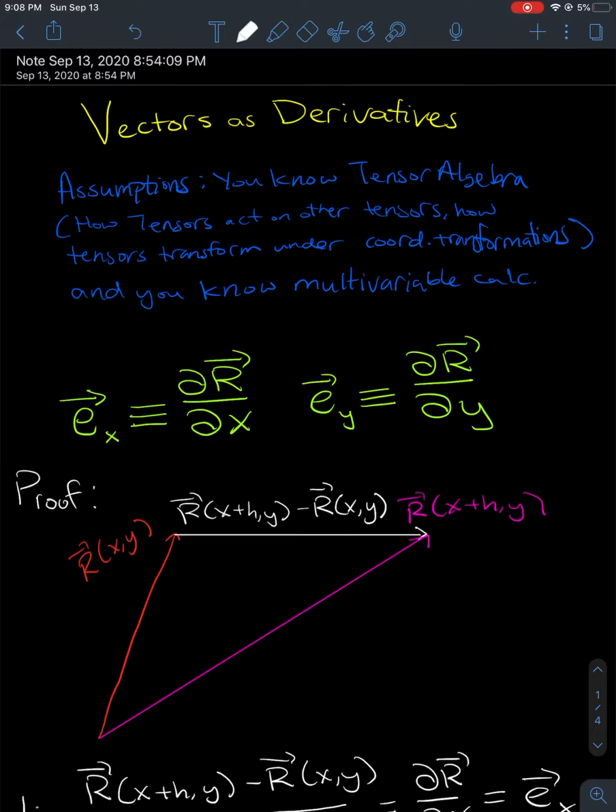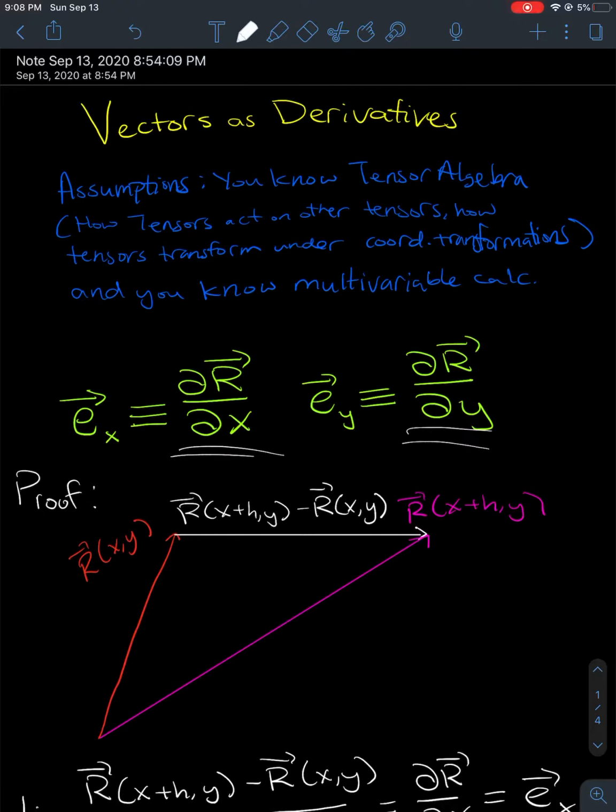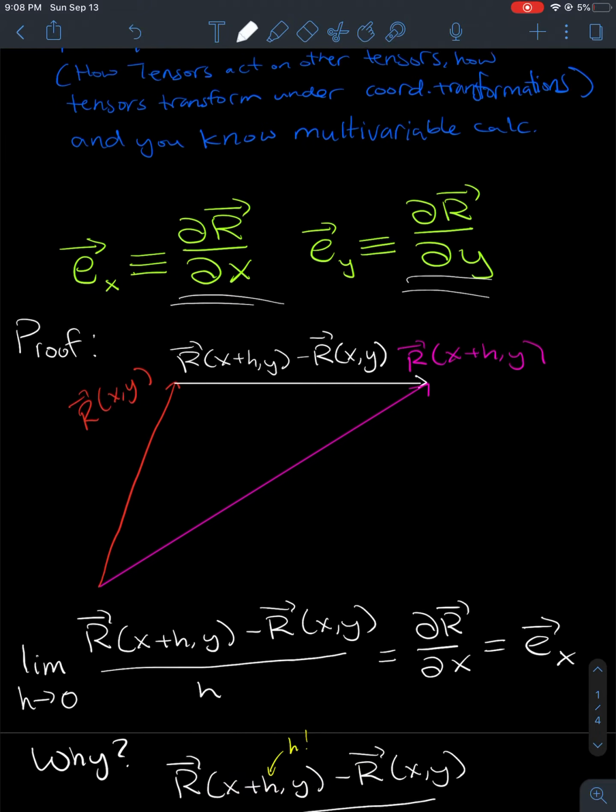Now in this video, we will be talking about how vectors, such as the EX basis vector and the EY basis vector, can be rethought of as derivatives, in this case partial derivatives. And this idea may seem wacky or weird at first, but it actually becomes really convenient and in a short time becomes pretty normal if you practice it enough. So here is a proof for basis vectors, specifically being partial derivatives.